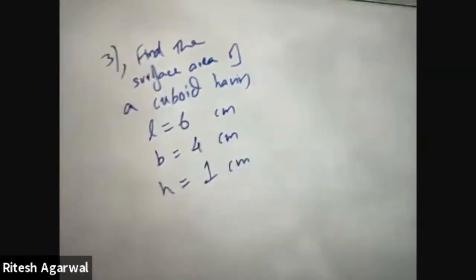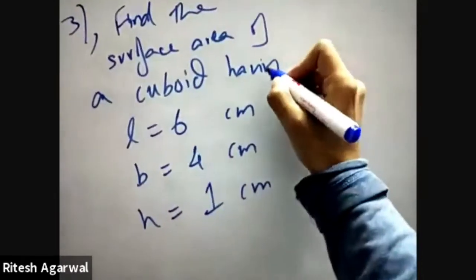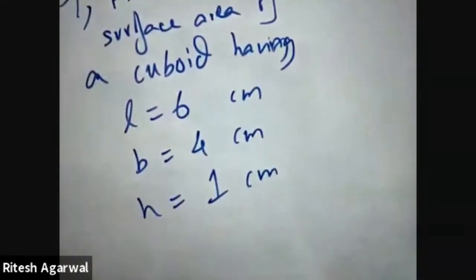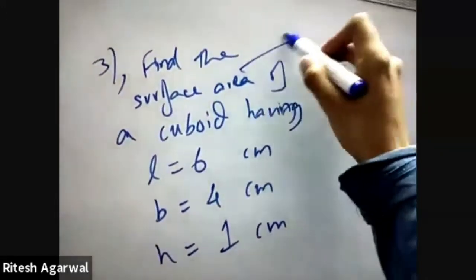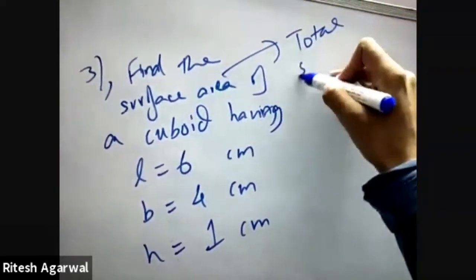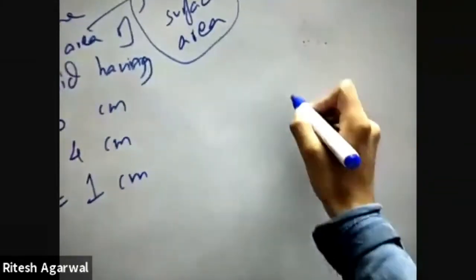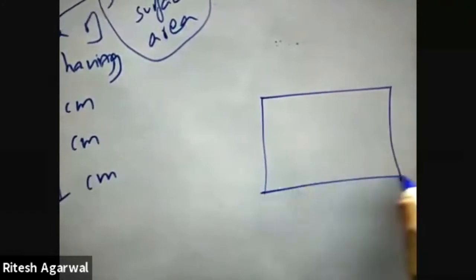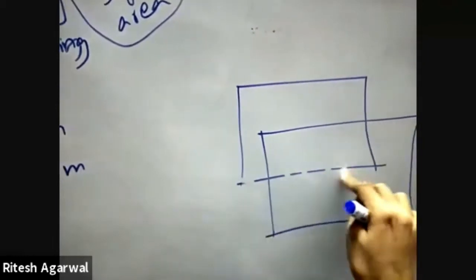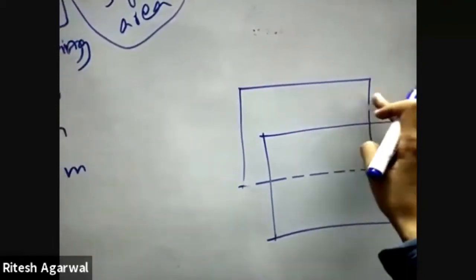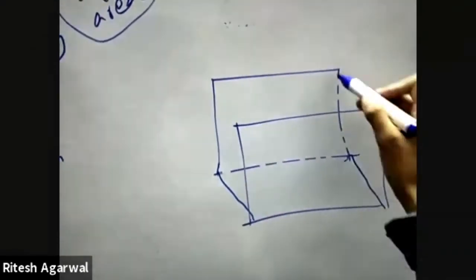Question number 3. Find the surface area of a cuboid having length 6 centimeter, breadth 4 centimeter, and height 1 centimeter. Surface area means total surface area. And we have just discussed that in a cuboid, there are 6 surfaces.